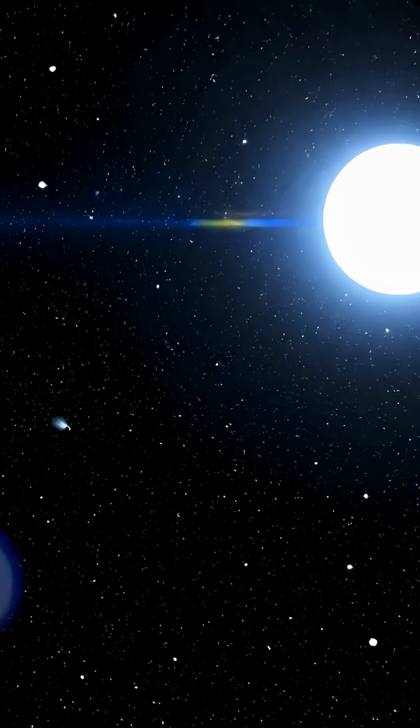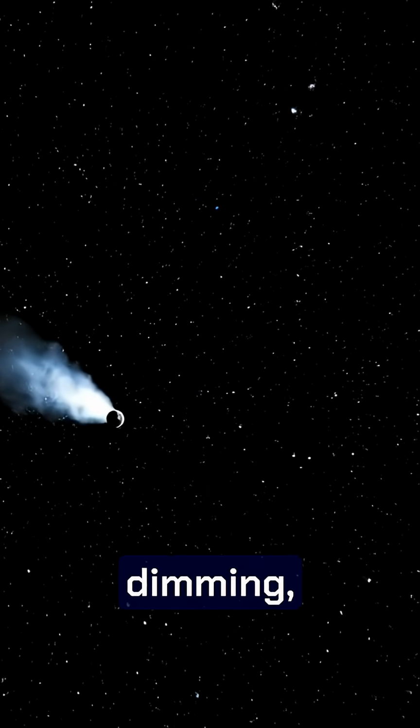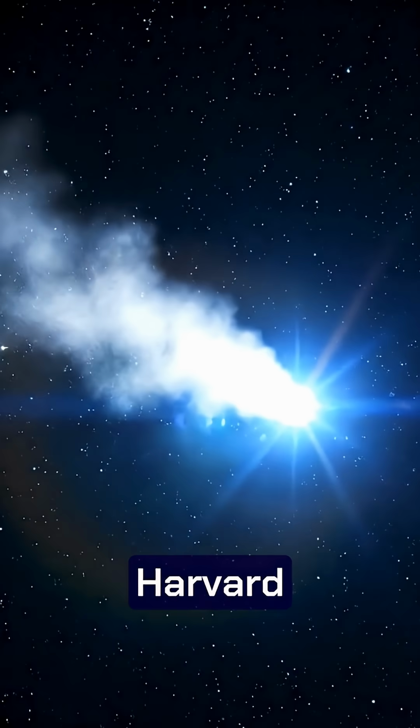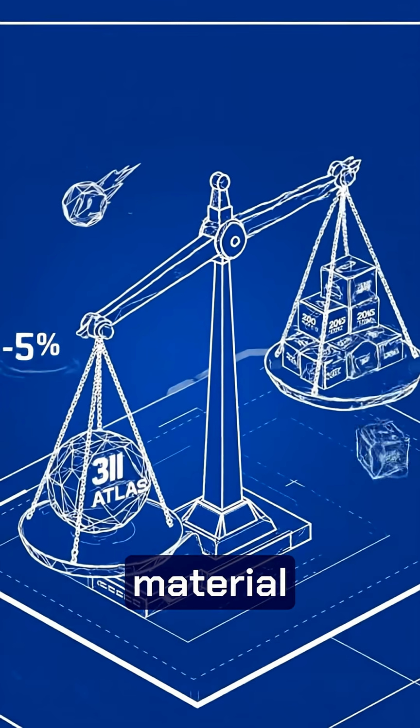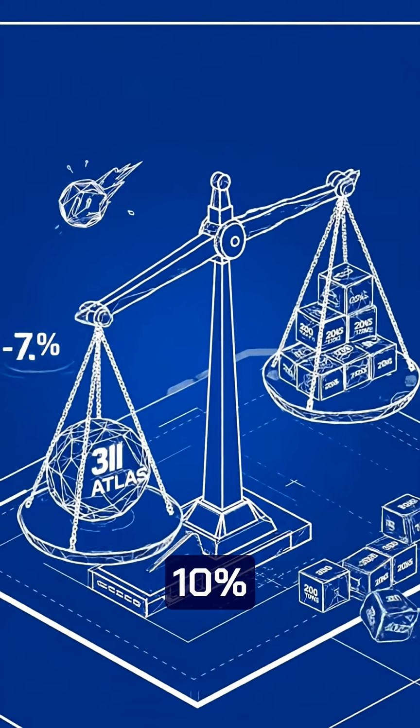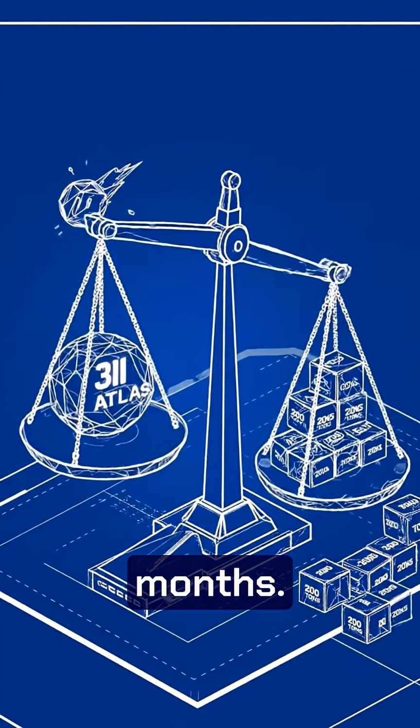Finally, it's too bright. It's moving away from the sun, so it should be dimming, but it's not. A new Harvard analysis says to stay this bright, it must be losing 200 tons of material every second. That's 10% of its total mass gone in just 2 months.